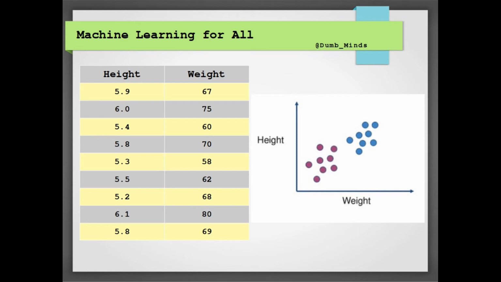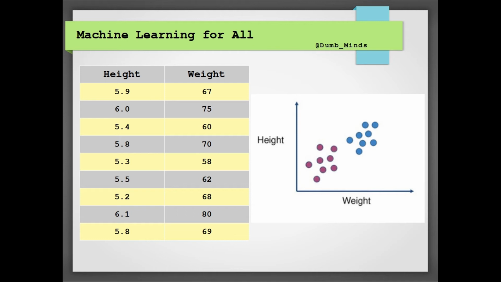So if you want to use this machine to find whether someone is male or female based on their height and weight, we'll give height and weight to our machine and it will find which group it belongs to. It can only find whether it belongs to the blue dots or the purple dots. This is what is called unsupervised learning, and the example that I have used is a clustering approach, and this is one of the applications of unsupervised learning.